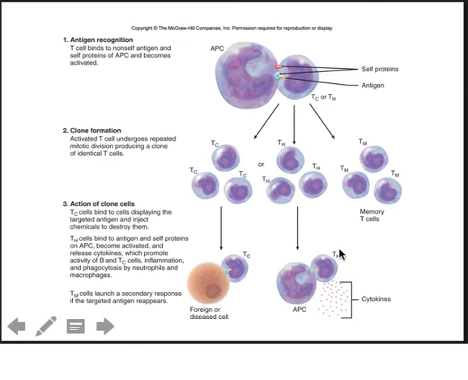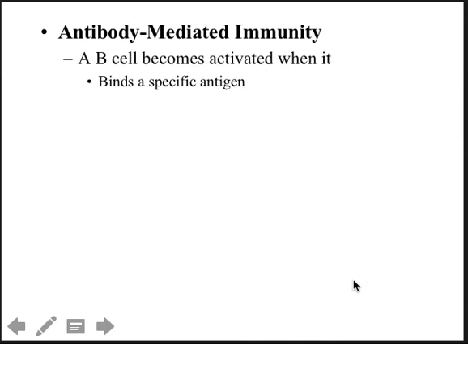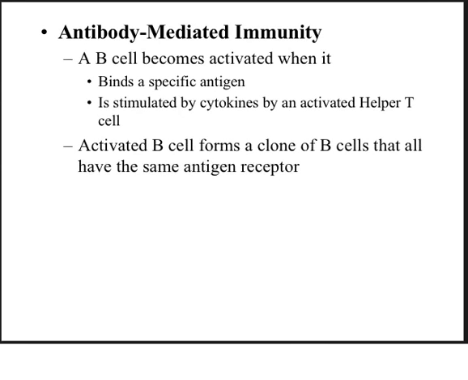On the flip side, the T helper cell generates cytokines, and the cytokines are designed to stimulate rapid cell division of selected B and T cell clones in order to go out and fight this battle. So a B cell becomes activated when it binds to a specific antigen or is stimulated by the cytokines generated by the helper Ts. The activated B cell forms a clone of B cells that have the same specificity.